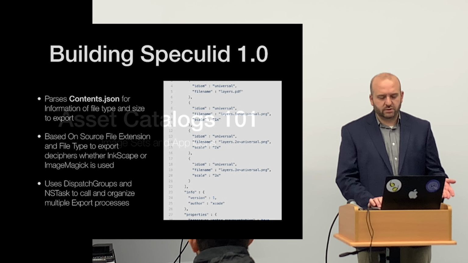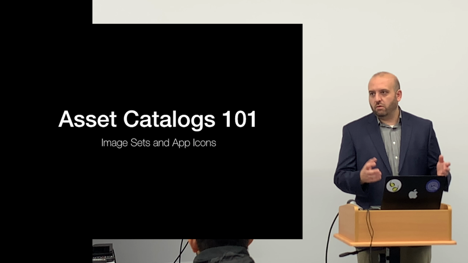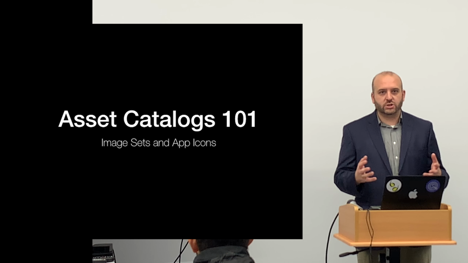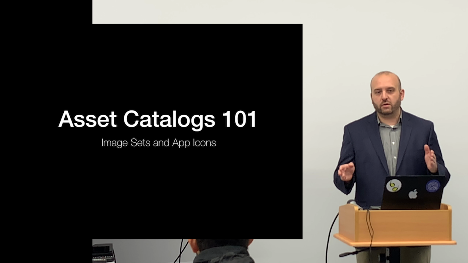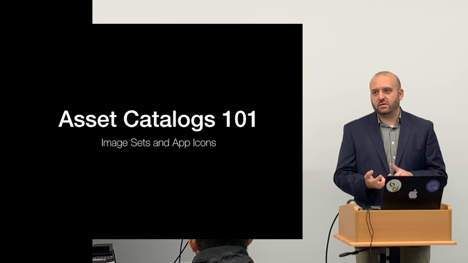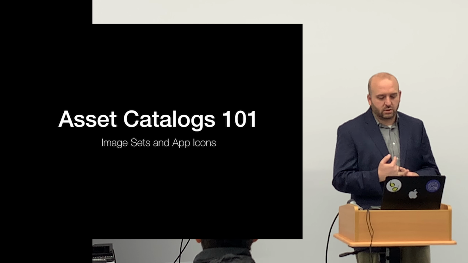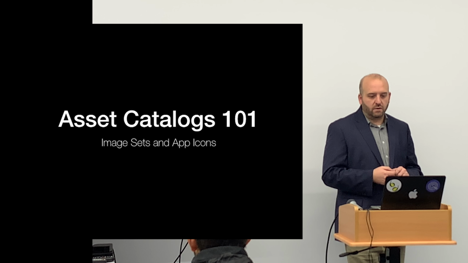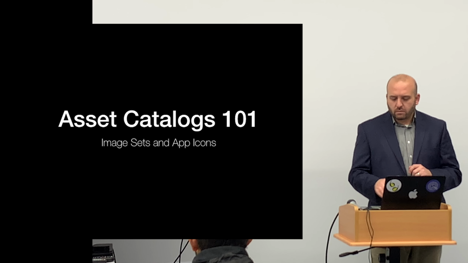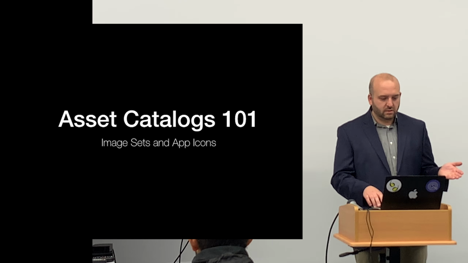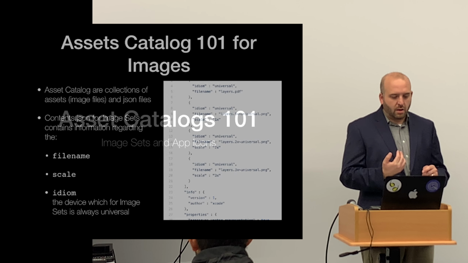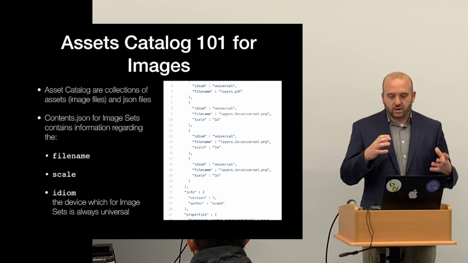So let's get a little bit into how asset catalogs work. In your typical project in Xcode, you have an assets file with XC assets, right? This is where your app icons, image assets, colors, things like that are stored. And in the case of image files, you have two types. You have app icons and you have image sets.